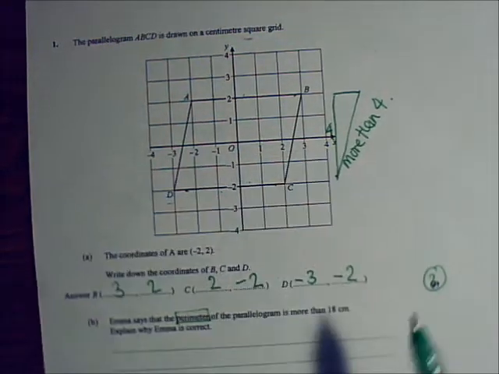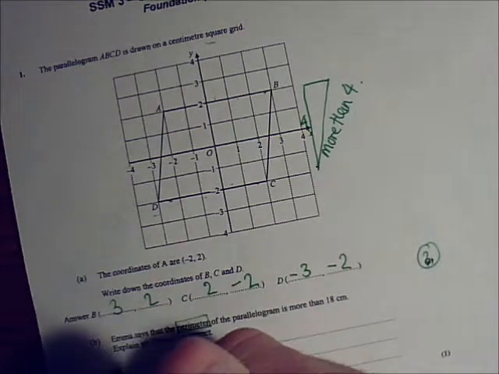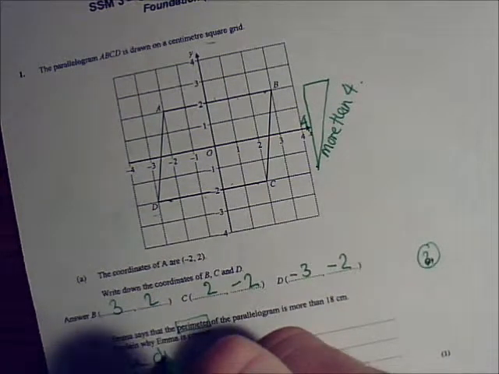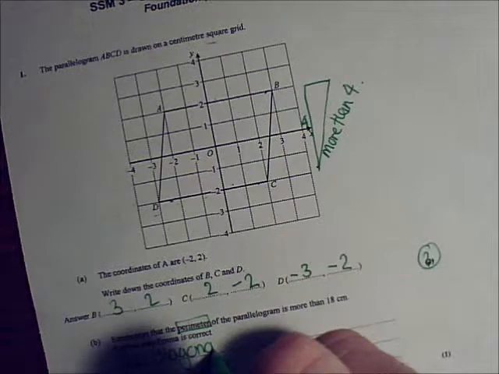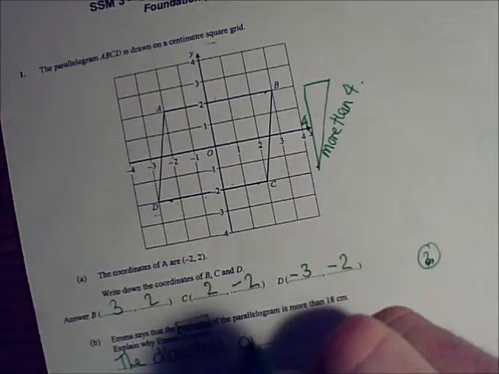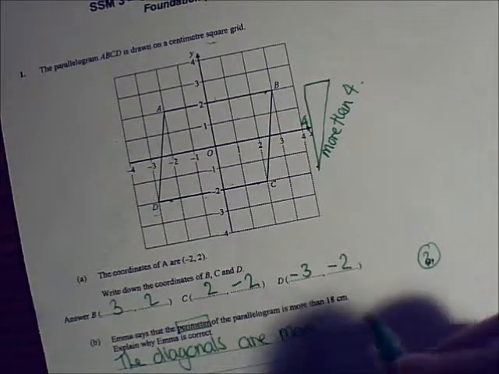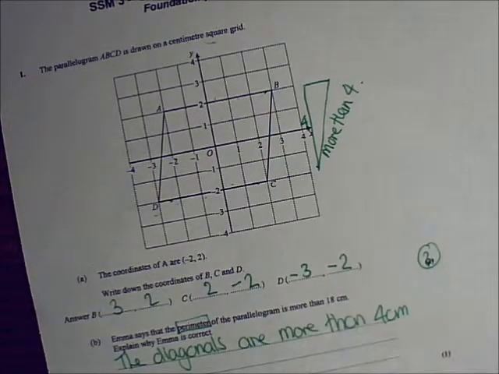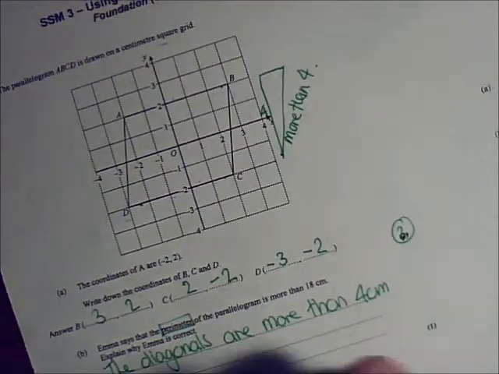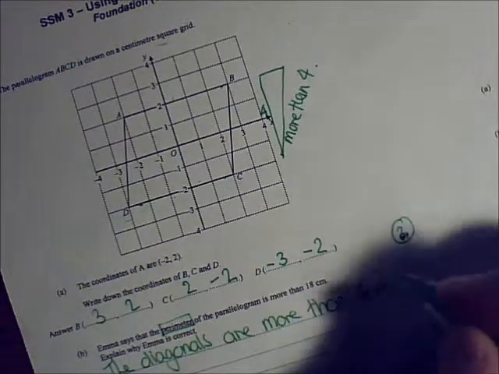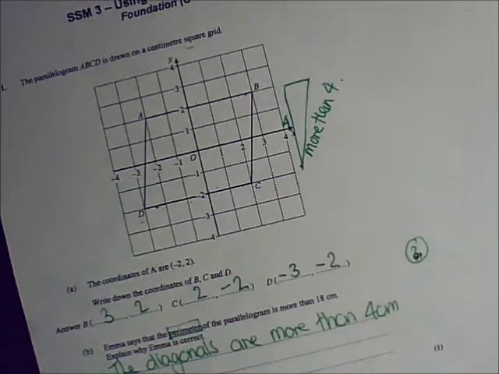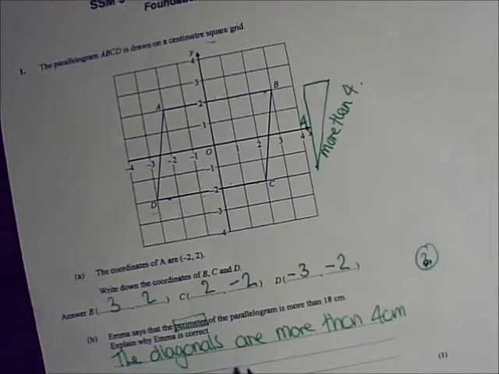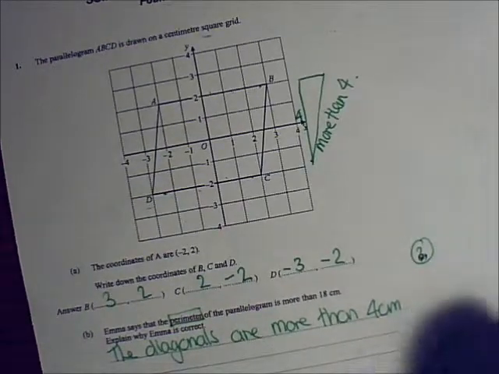So why is Emma correct? We know Emma is correct because the diagonals are more than 4 centimetres. That's the key piece of information we're looking for in order to pick up this mark.